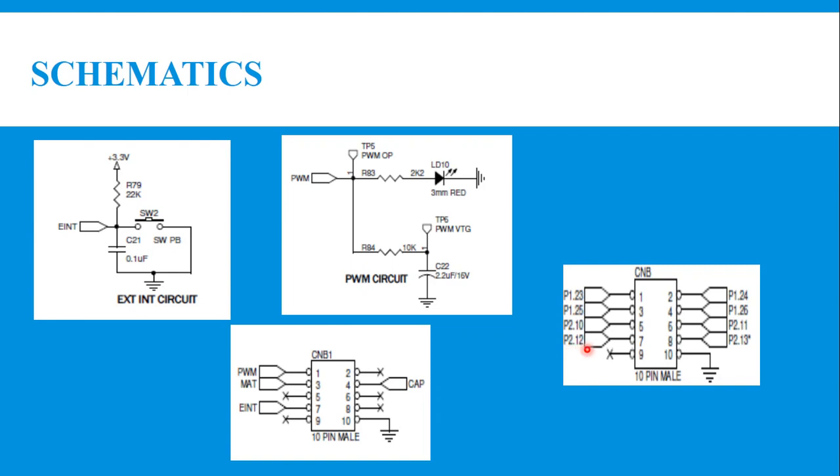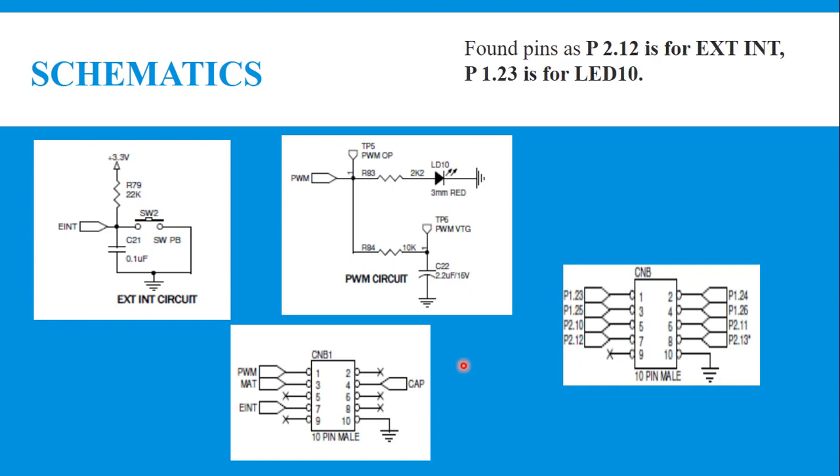LED10 is used to show the status of occurrence of the interrupt. PWM is the pin that is going to control the LED10 illumination. The PWM pin number is 1 in the CNB1, which is P1.23, that is, port 1, 23rd pin, responsible for LED10 to show the status. So the pins found are P2.12 for external interrupt and P1.23 for LED10.